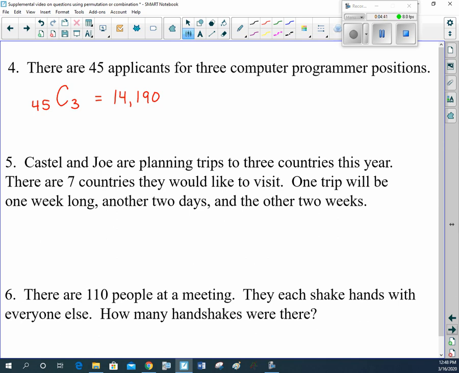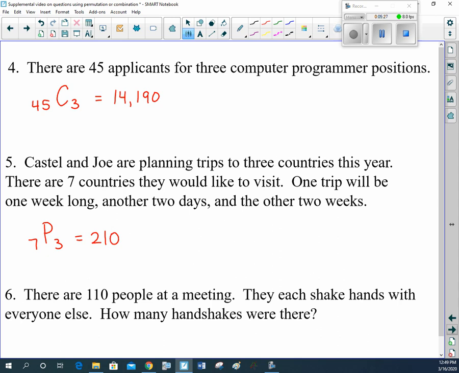Okay, Castell and Joe are planning trips to 3 countries this year. There are 7 countries they would like to visit. One trip will be 1 week long, another trip 2 days long, and the other 2 weeks. The 1 week, 2 days, 2 weeks, that's not really going to be part of our formula. That's just telling us that order matters. It's a permutation because they're not spending the same amount of time in each country. So it's going to matter if you spend 2 weeks in one country versus 1 week in another. So they've got 7 to choose from, it's a permutation, and they're only going to go to 3 countries. So if you do 7 permutation 3, you end up with 210.